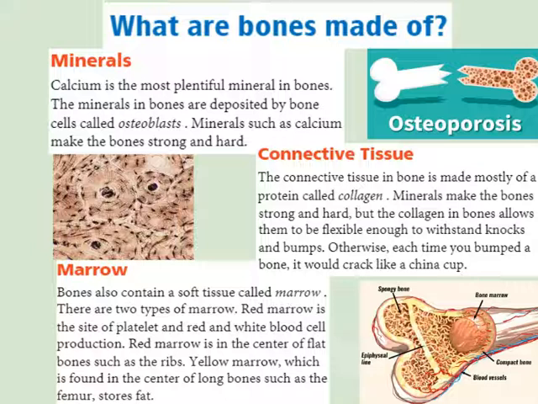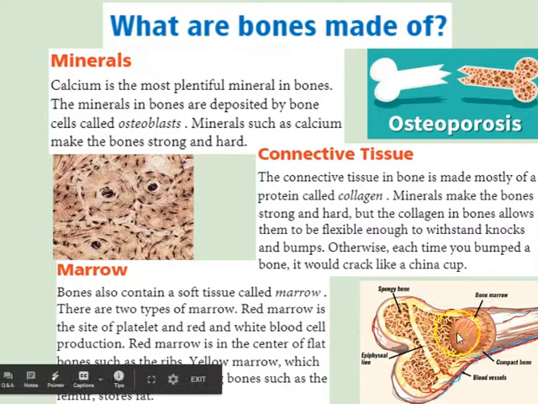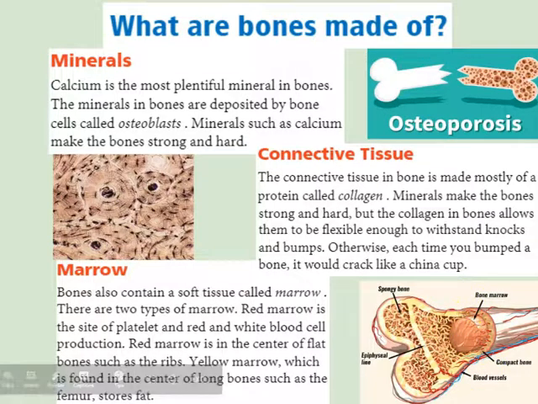Connective tissue is actually what bones are made of, right? So that picture shows you bone cells, those osteoblasts or osteocytes, grouped together. That's what makes that connective tissue. And then there's a picture of the marrow in the middle of that femur bone right there. You can see all that marrow.